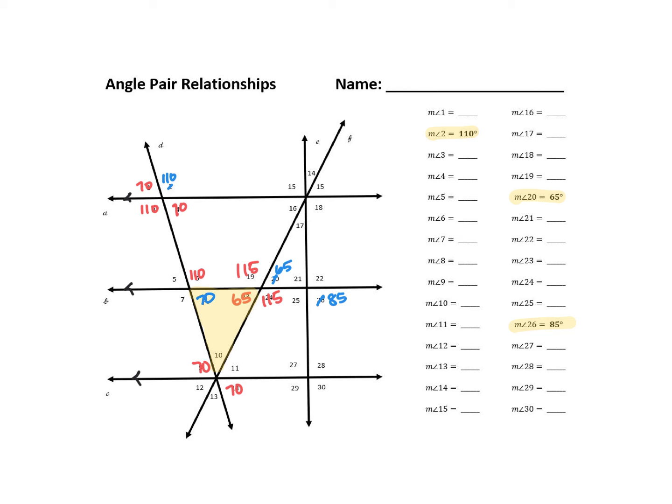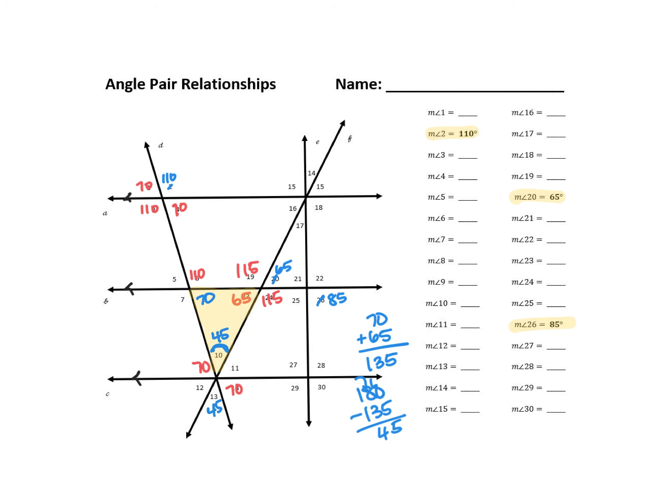So here you'll see I have a triangle in yellow where I'm missing one angle. In a triangle, there are 180 degrees. So if I take 70 plus 65, I'm going to get 135. If I take 180 minus 135, I get 45 degrees. So this little angle right here is 45, which means 13 is 45.